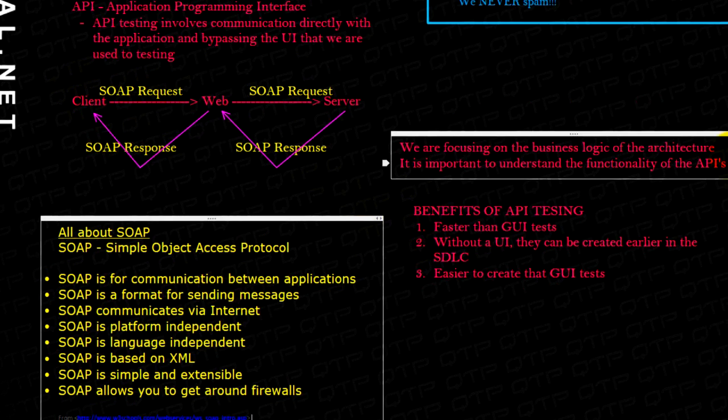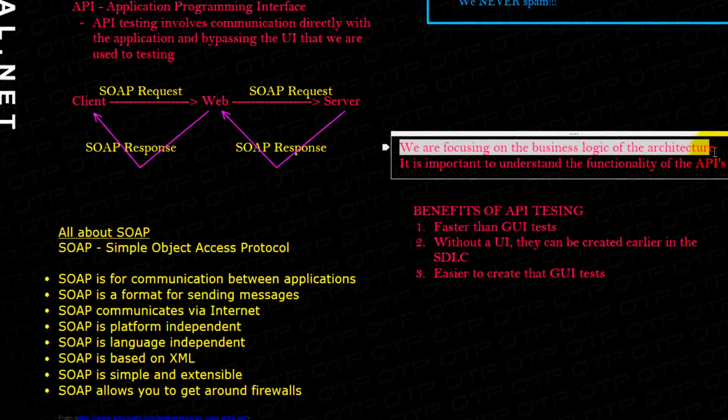The key concepts of API testing are that we are focusing on the business logic of the architecture. With the GUI testing, what was happening was that we are focusing on the user experience. And that's very important. But in an agile environment, it's extremely hard to sit and wait for GUI to show up when you can be testing APIs.